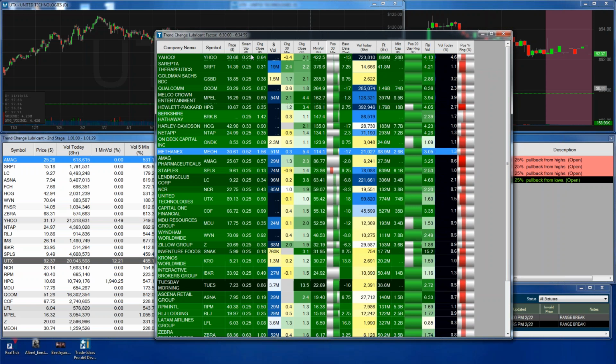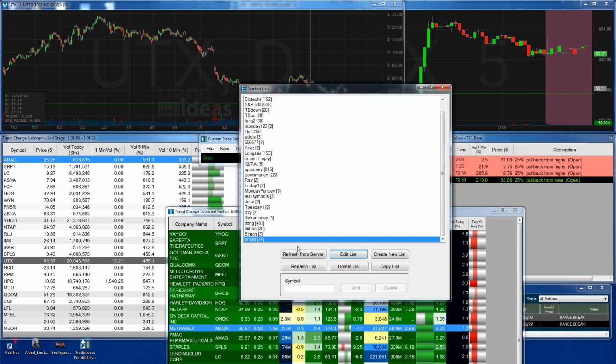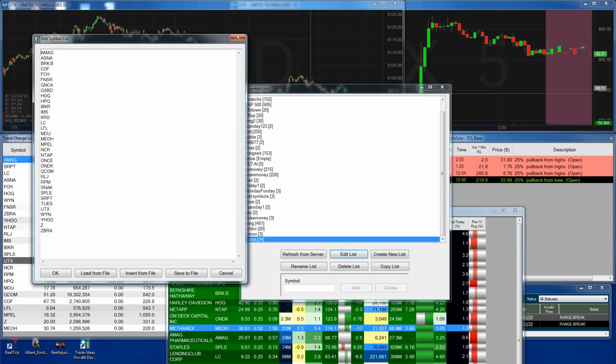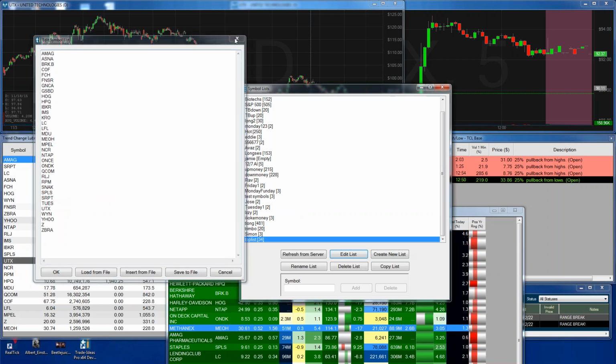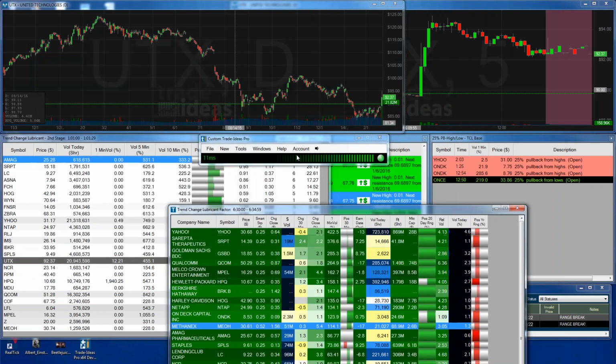So I proceeded to create a custom list, and just to refresh everybody's memory on how to do that, very easy. We go to Tools, we go to Symbol List, we create a new list, and then we populate it. So here is the list that I created for the first 5 minutes today. These are all the stocks right here, and you'll notice they're very liquid stocks, very recognizable names, most of these. So next stage, okay, this is the original window.